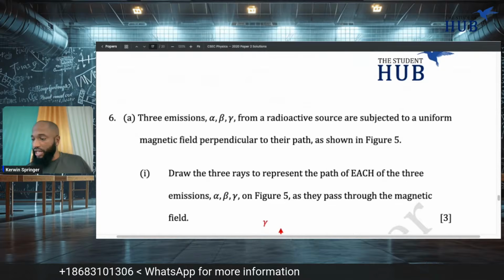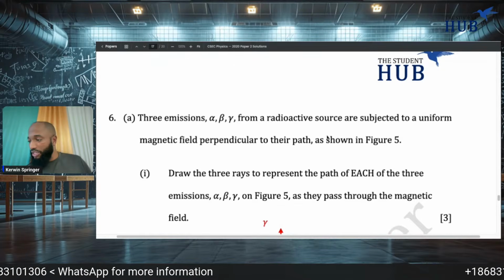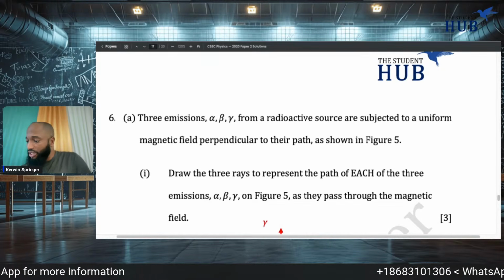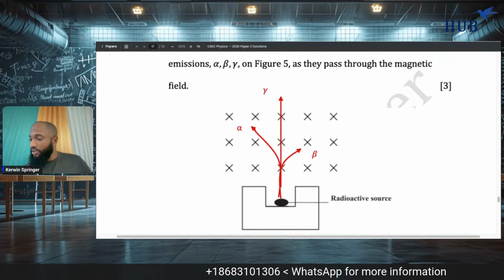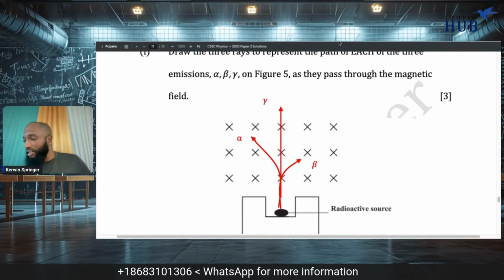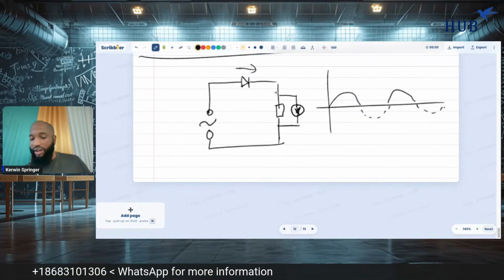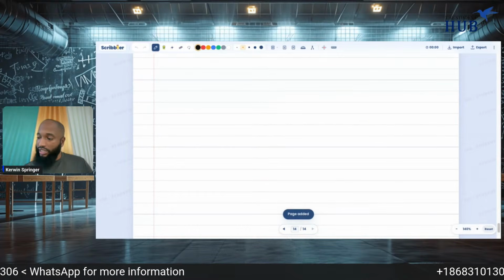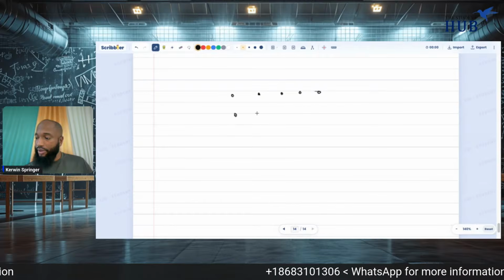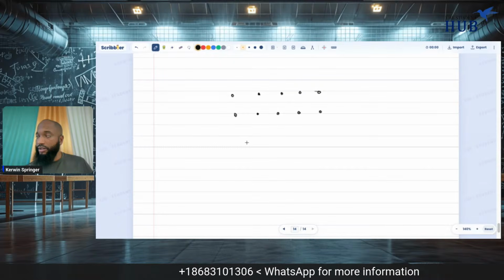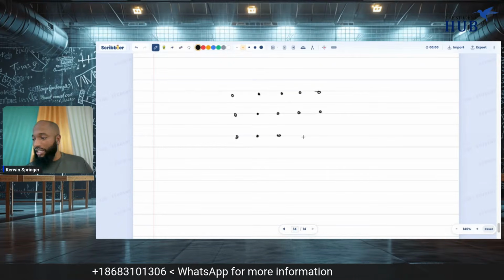Okay, so you're going into alpha, beta, gamma. This means we're in radioactivity. Draw the 3 rays to represent each part as it passes through the magnetic field. So we spent a lot of time on this last night, so let's just do a random one. We won't do that same one. Let's say CXC decides to put dots here. And it's a magnetic field.